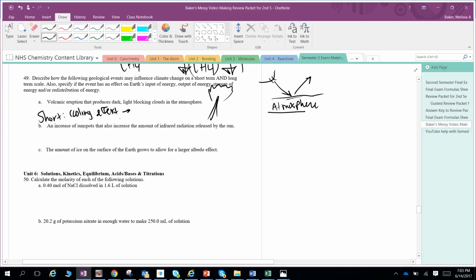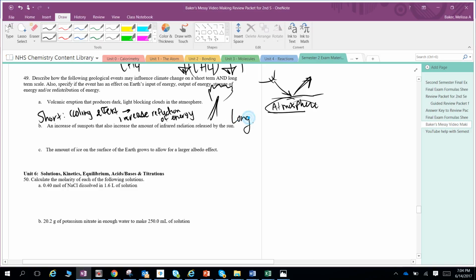It will increase the reflection of energy. So, in other words, it will decrease the input of energy into our atmosphere.